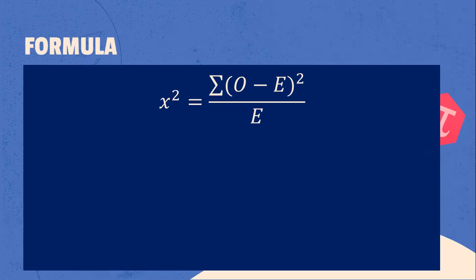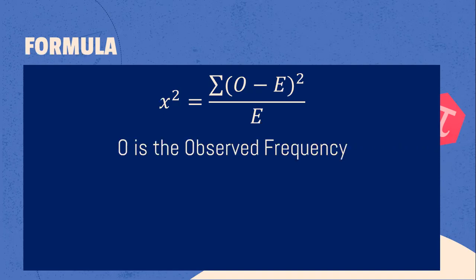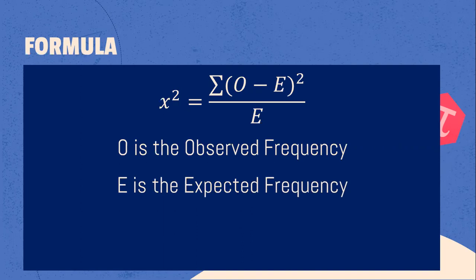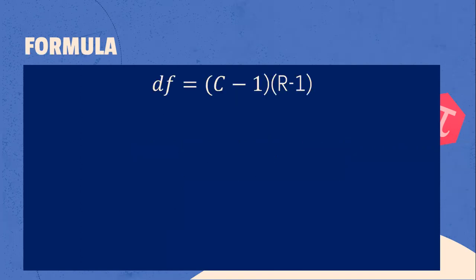Chi-square is equal to the summation of the square of the difference of O minus E, over E, where O is the observed frequency and E is the expected frequency.